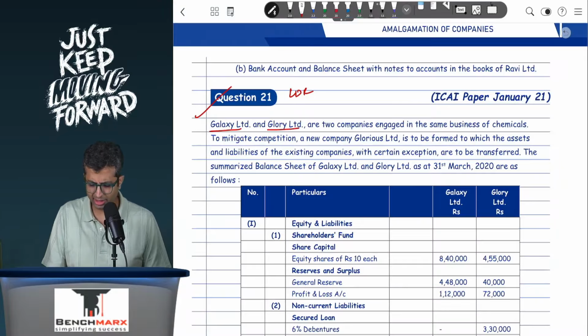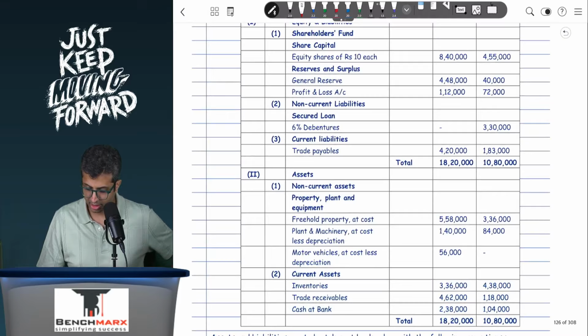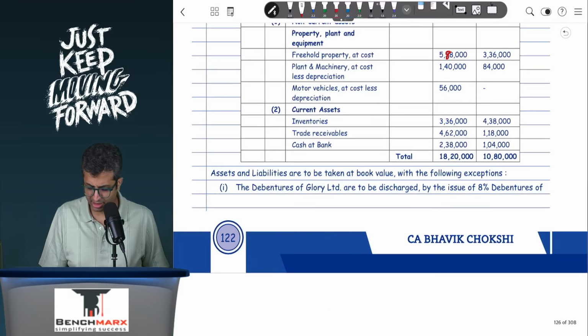Galaxy and Glory are 2 companies engaged in the same business of chemicals. To mitigate competition, a new company, Glorious, was formed, to which the assets and liabilities of the existing companies with certain exceptions are to be transferred. The summarized balance sheet of Galaxy and Glory as on 31st March 2020 are presented. So you have the entire balance sheet. Over here, I think this is 5,88,000 freehold property. And assets and liabilities are to be taken over at book value with the following exceptions.